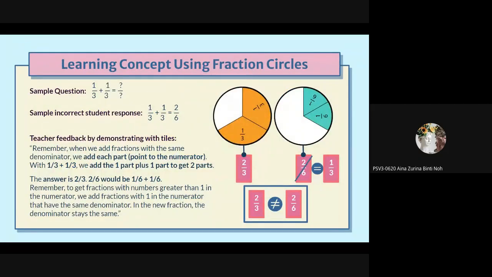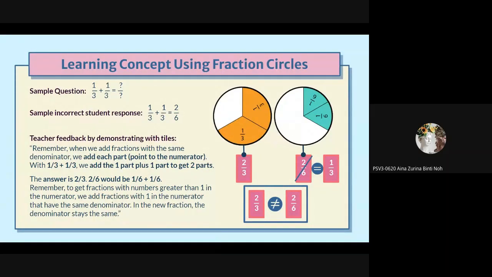This also applies to fraction circles, where the amount of parts in the circle for 2/3 is not the same as 2/6.